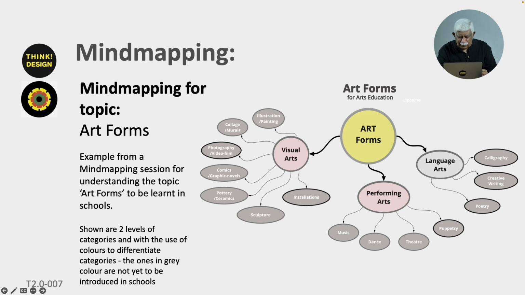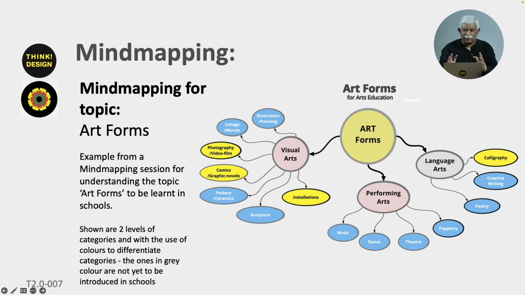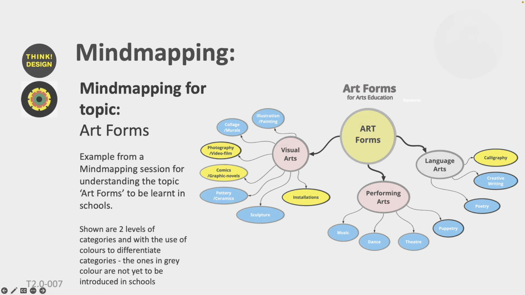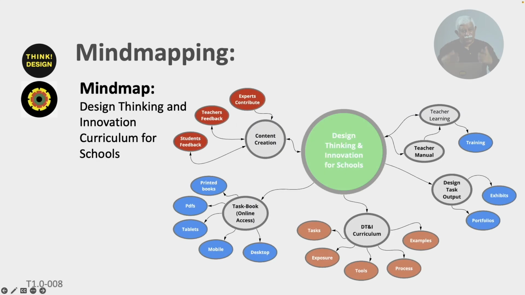I'm going to look at just one of them. For example, performing arts has music, dance, theater, and puppetry. So at 2 levels, it gives a feel of what the different art forms are if they have to be learnt in the school. This is a mind map of that. And they've used colors, and you can make out that the ones in yellow are not yet taught in schools. So maybe it's time to think whether we should include them as a category to be learnt in schools.